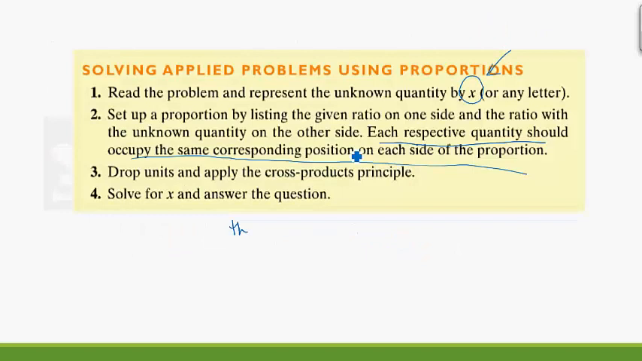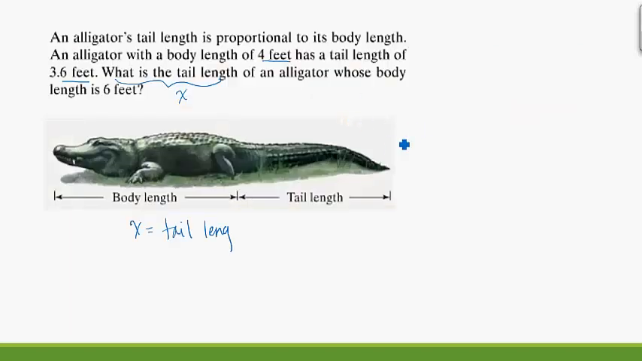So that's what this previous problem, or the steps here, when it says each respective quantity should occupy the same corresponding position on each side of the proportion. So what that means is that, oops, did it disappear on me? So that means that when I set up my proportion, as I said, the body over the tail must equal to the body over the tail. So that's our unknown.